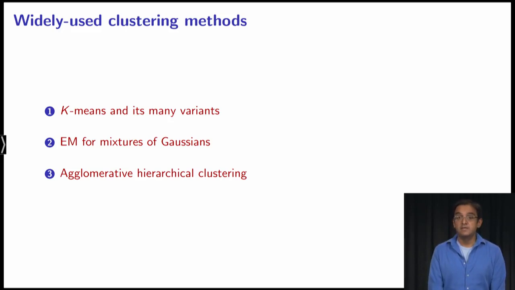Now, clustering is an important problem, and there are lots and lots of different clustering algorithms that people have come up with. It turns out, however, that there's just a small number of algorithms that have been hugely popular and that are widely used. The foremost amongst these is the k-means algorithm, which is what we'll be talking about today. And later we'll get on to some of the other more popular algorithms, such as EM for mixtures of Gaussians, and some of the agglomerative hierarchical clustering algorithms. So let's start with k-means.